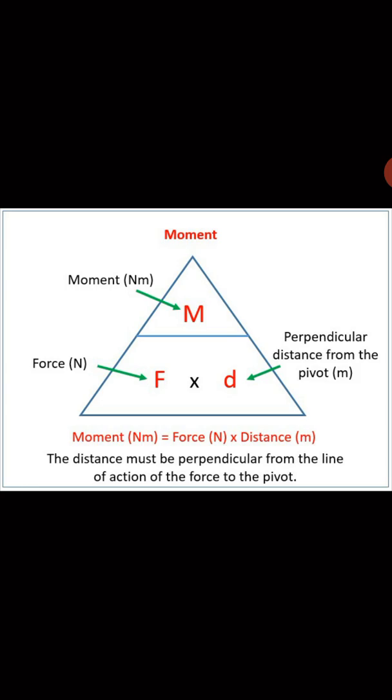Similarly, we can derive one more formula for distance. If moment and force are given and we want to calculate the perpendicular distance from the pivot, then in the triangle formula, if you hide d, you will see moment divided by F. So the formula for distance will be moment divided by the force. So from one formula you can derive two other formulae. Basically the main one is moment is equal to force times perpendicular distance from the pivot.